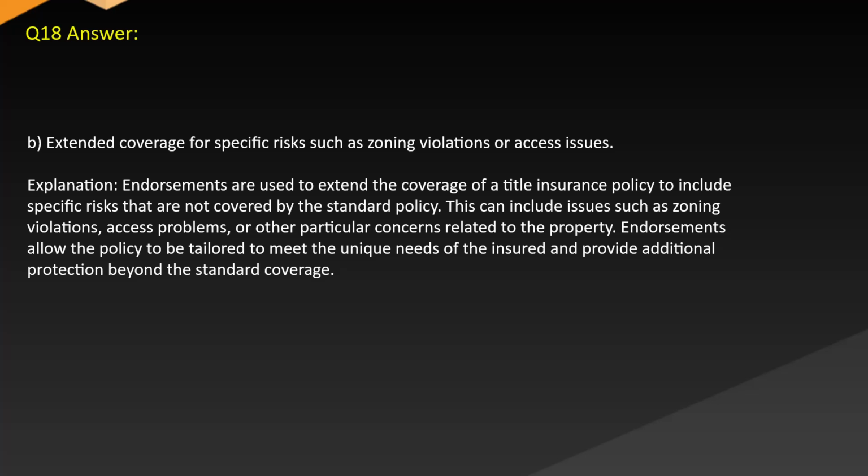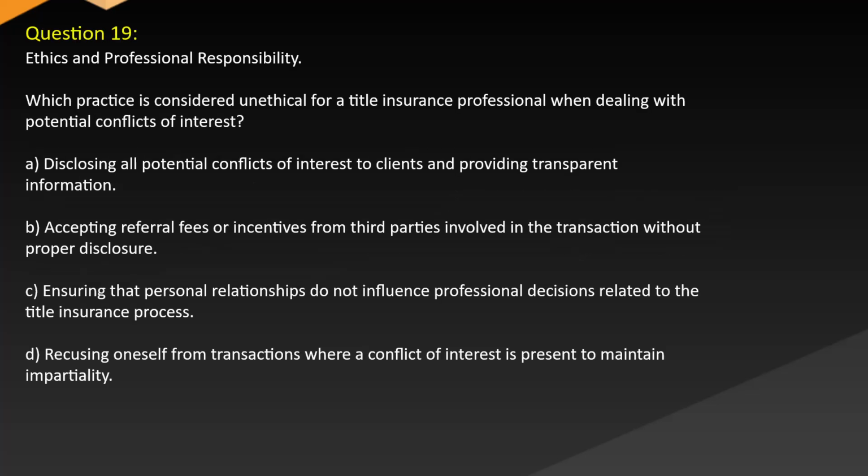Answer: B. Extended coverage for specific risks such as zoning violations or access issues. Explanation: Endorsements are used to extend the coverage of a title insurance policy to include specific risks that are not covered by the standard policy. This can include issues such as zoning violations, access problems, or other particular concerns related to the property. Endorsements allow the policy to be tailored to meet the unique needs of the insured and provide additional protection beyond the standard coverage.